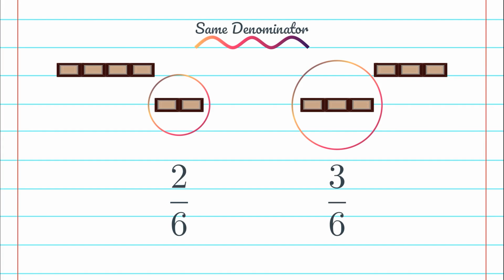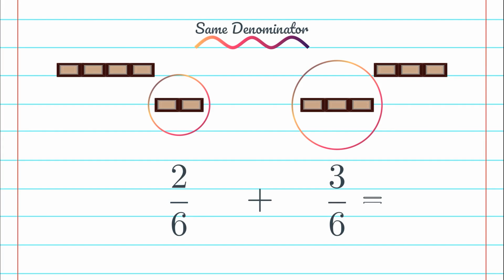Now that we know how much of the candy bars you gave away to each friend, you can just add them together to find out how much of the whole candy bars you gave away. Now to add the fractions, we need to make sure that the denominators of both fractions are the same. In this case, the denominators are already the same. So therefore, we can just add the numerators together and keep the denominators the same.